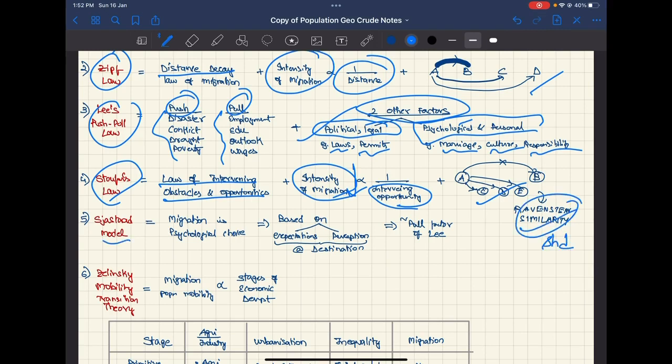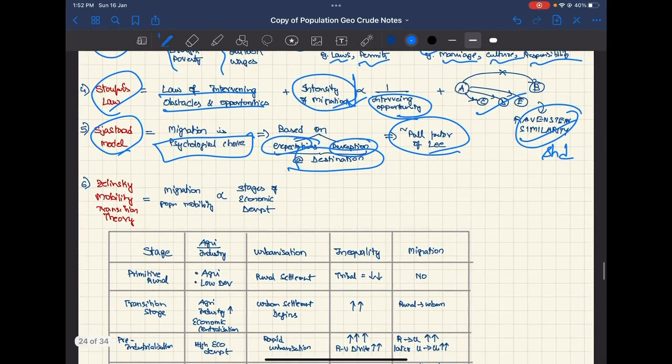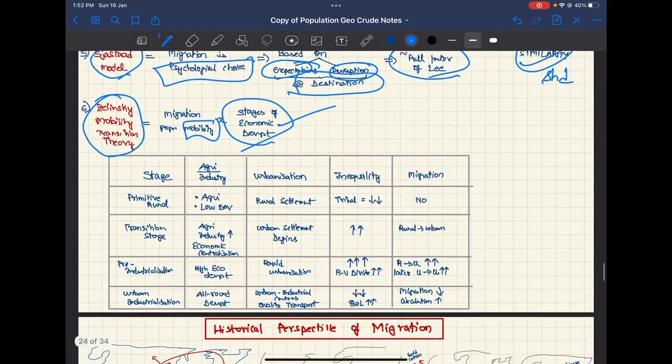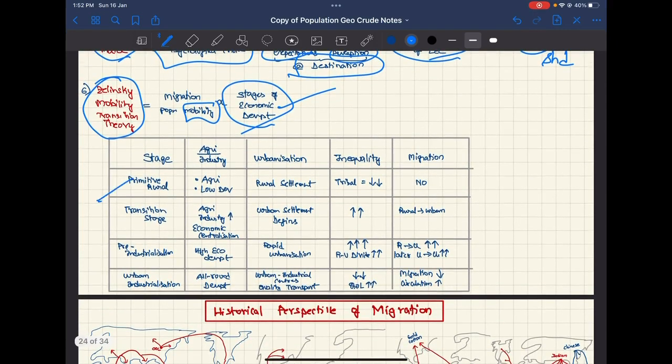And Sjaastad's model is based on psychological choice. Our migration is based on the expectations and perception of the destination. It is similar to the pull factor of Lee. And Zelinsky's mobility transition theory says that mobility is directly proportional to the stage of economic development. He gave four stages: primitive rural, transition stage, pre-industrial stage, and urban industrialization.